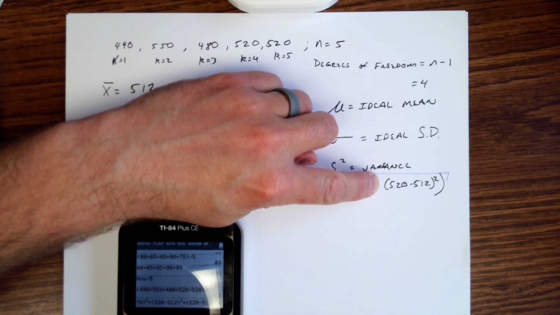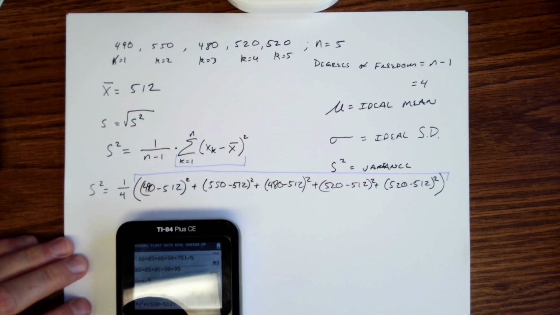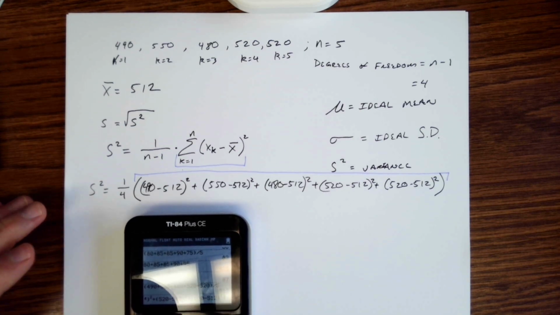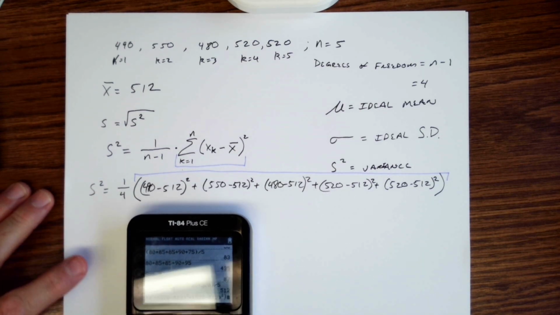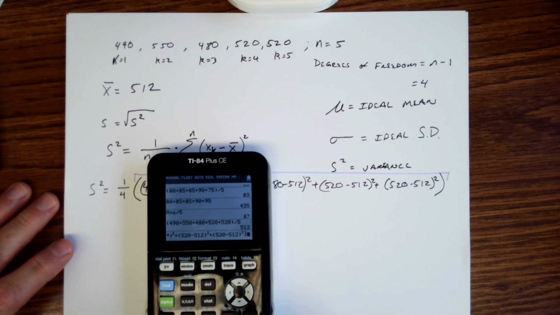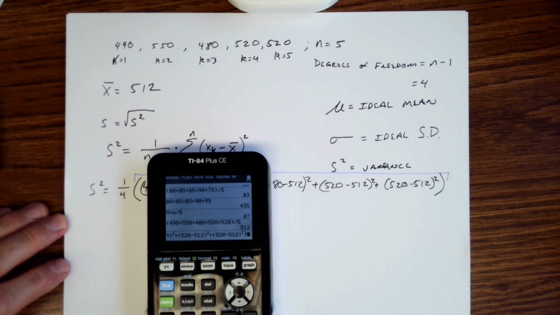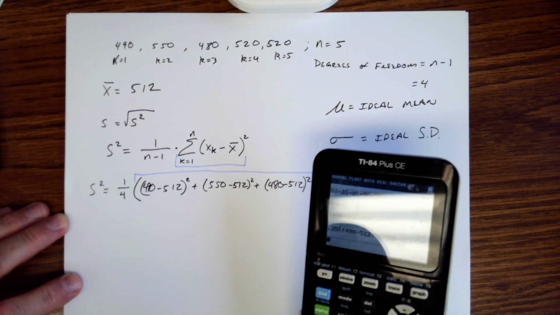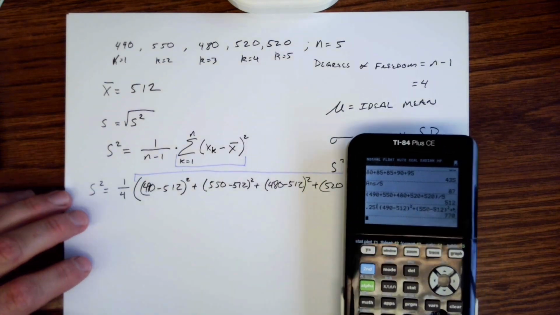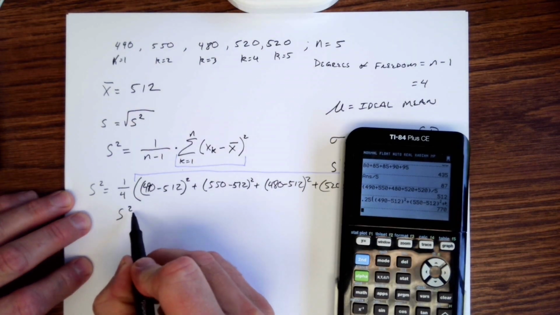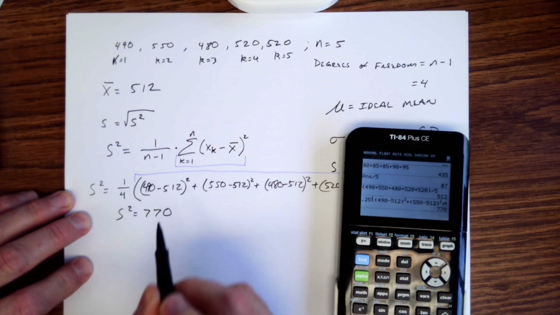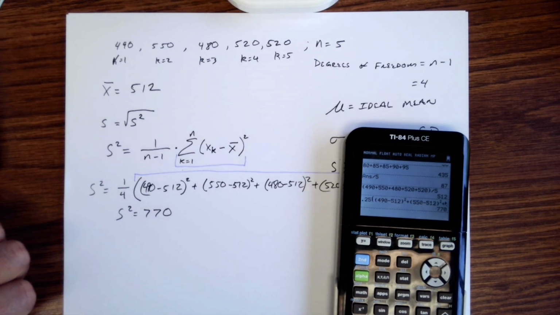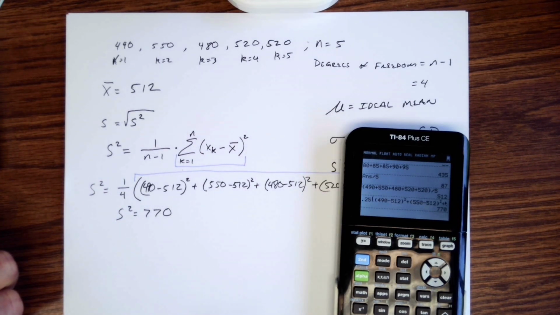squared. Okay, now if you've been following along to this point and you're just fine, I would actually encourage you to pause the video at this point and just make sure you can get this typed in properly on your calculator and that you end up with the same value that I end up with. So I end up with 770 there. So I find that s squared is equal to 770. Exactly.